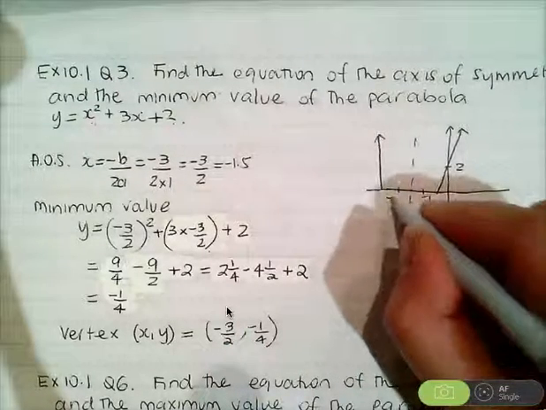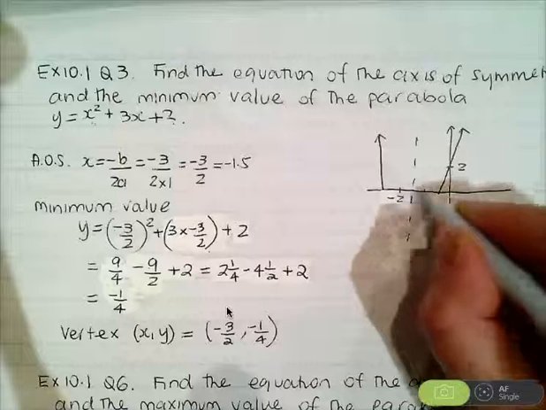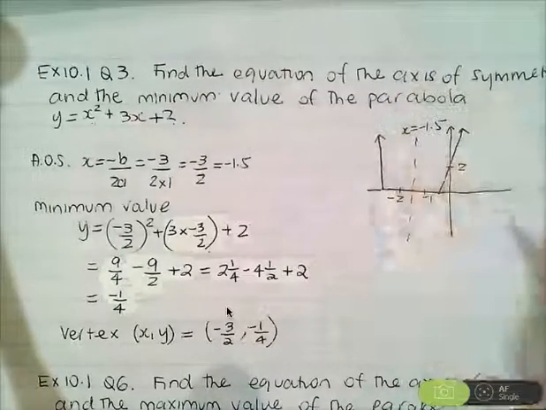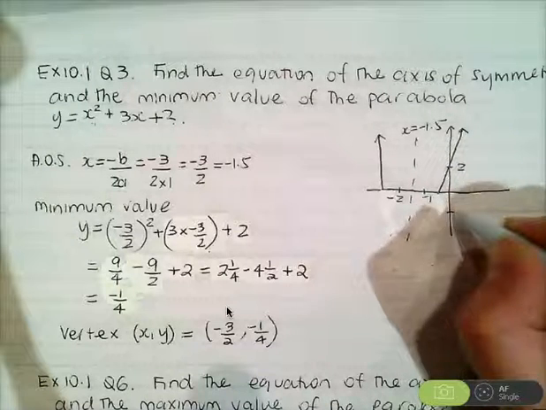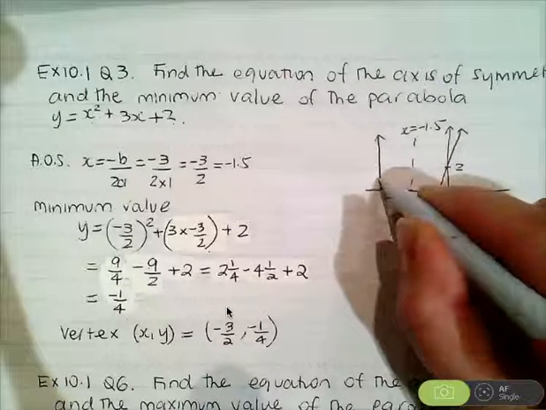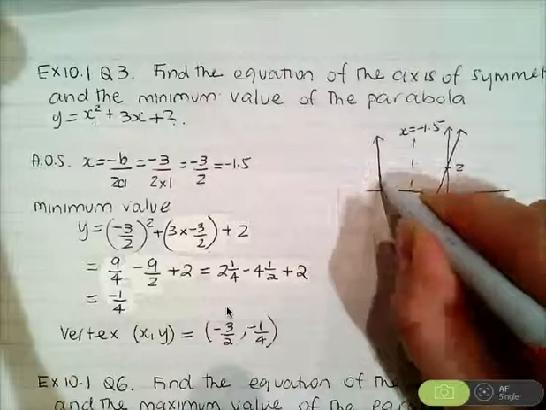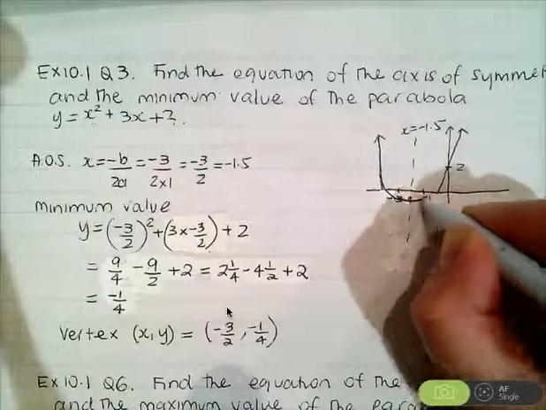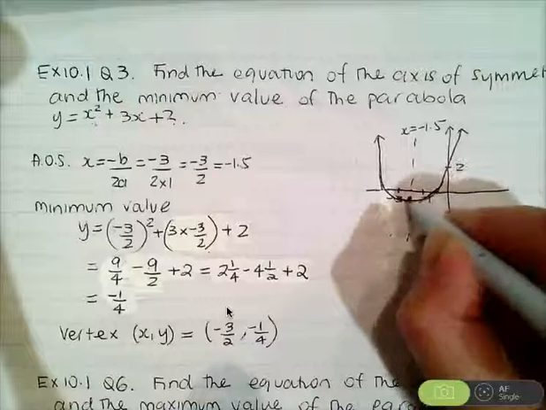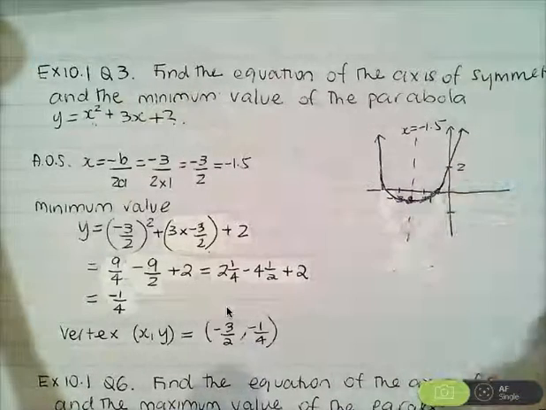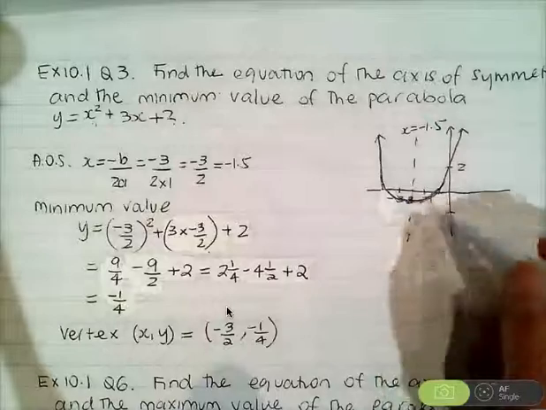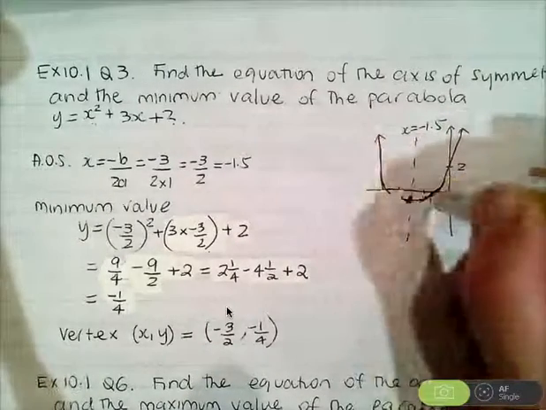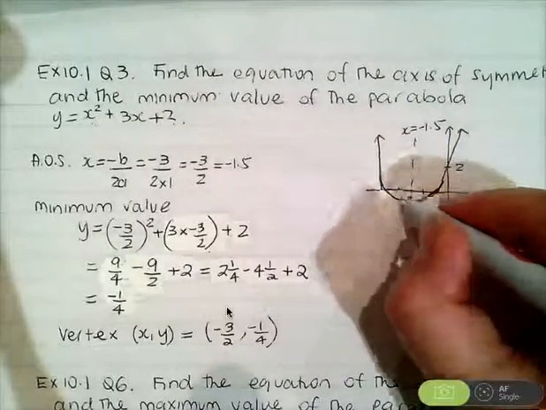So now I can draw the vertex of the parabola in here. So here is negative 1, negative 2. That's my axis of symmetry, x equals negative 1.5 up there, and my minimum value is negative 1/4, which is fairly low down here. It's not that far down at all, okay? Now this isn't drawn very well to scale. It's not drawn well at all. I shouldn't really indicate where the x-intercepts are.